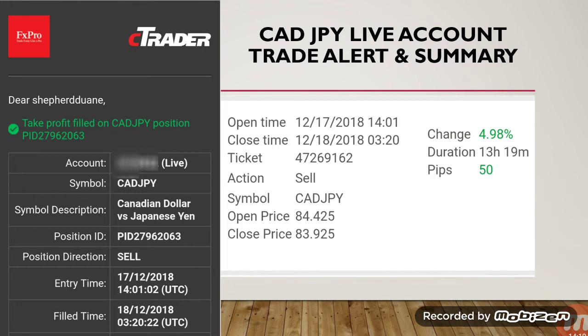And as you can see here, once again, we were able to capture this trading gain, which provided me with a rate of return of 4.98%, and which hit our trading target in just over 13 hours, well within the 24-hour holding period that we set for these types of trading gains.